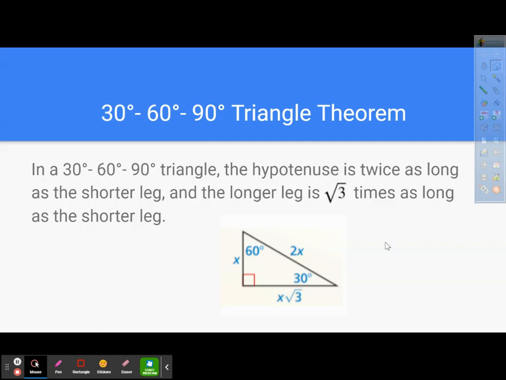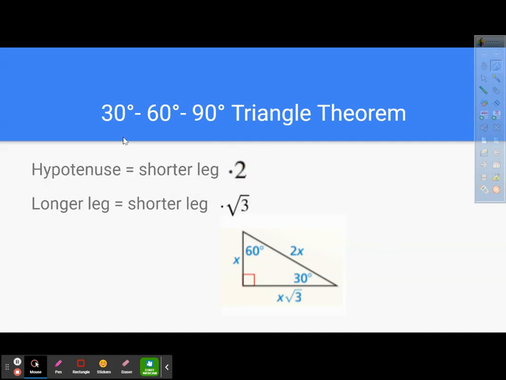But after we write down the formulas, to find the hypotenuse is the shorter leg times 2. It's important that you use the shorter leg. The shorter leg is always opposite the 30-degree angle. The hypotenuse is the shorter leg times 2. And the longer leg is the shorter leg times the square root of 3. So in order to find the hypotenuse and the longer leg, you just need to know the shorter leg. Or if you know the hypotenuse, you can plug it in and find the shorter leg.